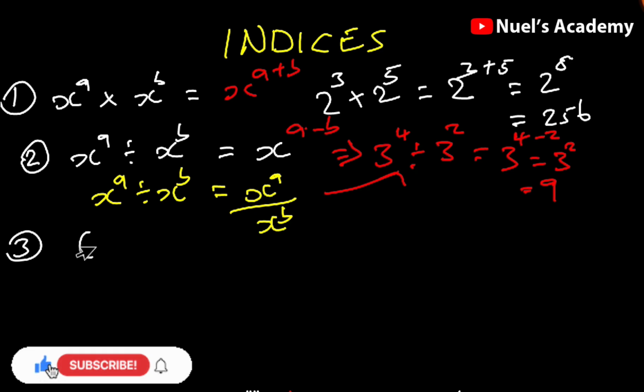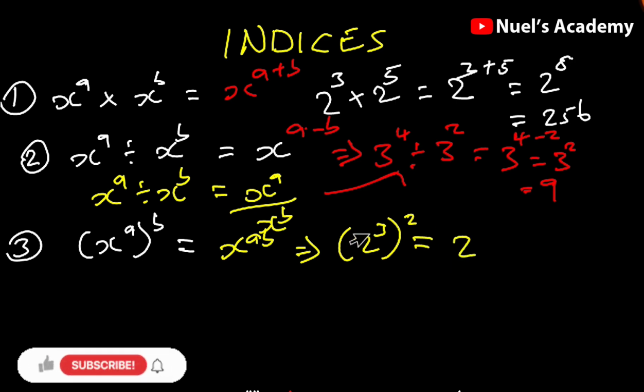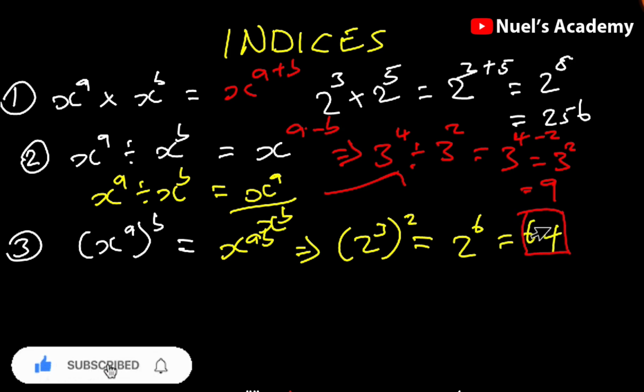We have that x to the power of a, all to the power of b, is equal to. Each time you see two exponents like this, you are going to multiply them. So it's going to be x to the power of a times b. For example, if you have 2 to the power of 3, all to the power of 2, this can be written as 2 to the power of 2 times 3, which is 6. So 2 to the power of 6 is equal to 64. And so this is the answer to this example.